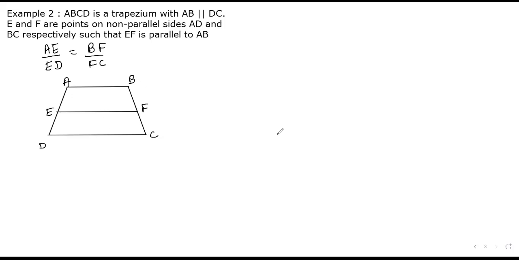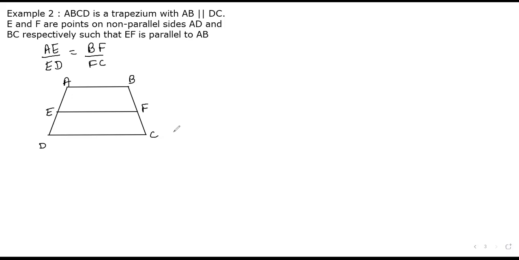What do we have to show? AE upon ED is equal to BF upon FC. So again, it is part upon part equal to part upon part. But where do we have part upon part? Do we have it in the trapezium? BPT is applicable where? In a triangle, not in the trapezium. So what can we do here?